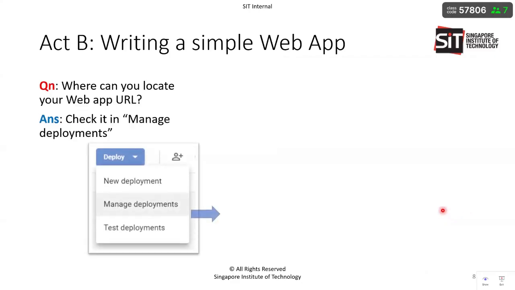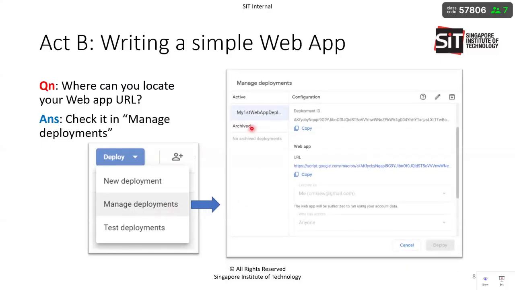After you deploy, where is the URL? You have to go into Manage deployments, go back to the active deployment. From here, you will see the web app URL. It is a long string of text, and you have to copy it. Make use of the copy function, and then you can paste it onto your web browser and run your tests.